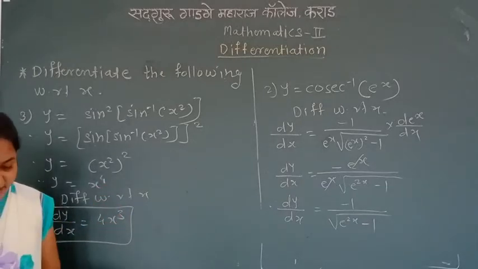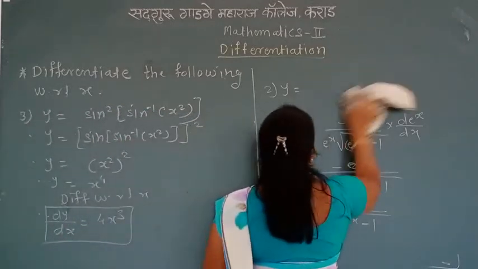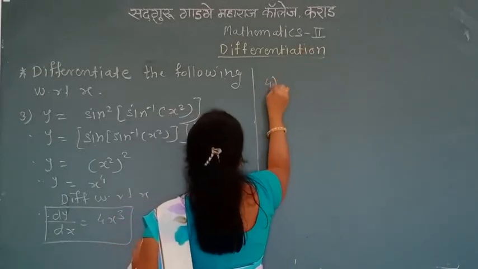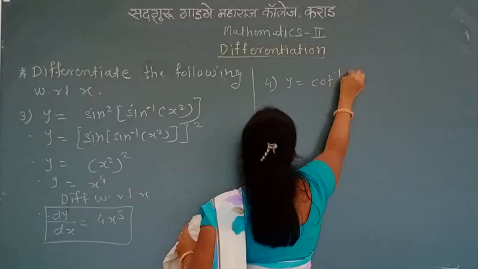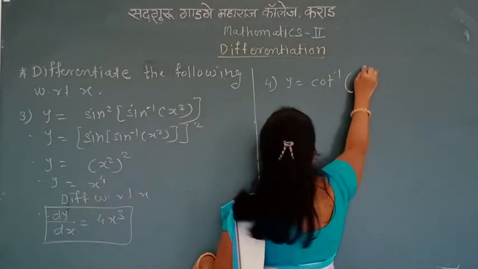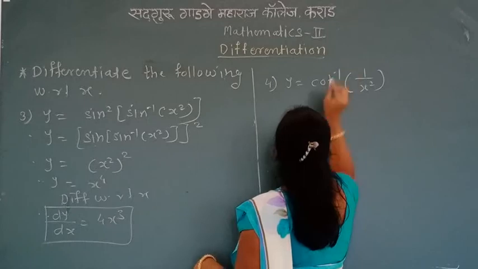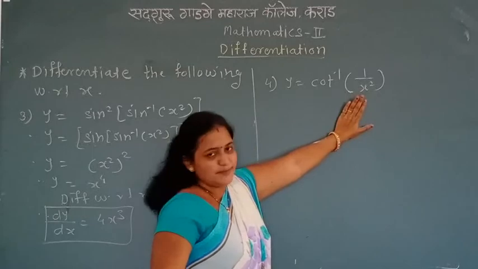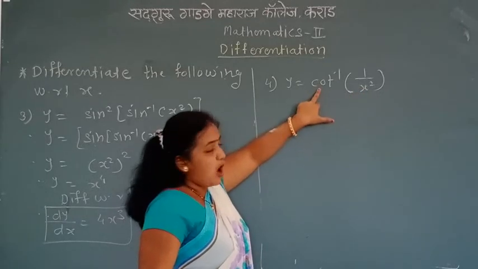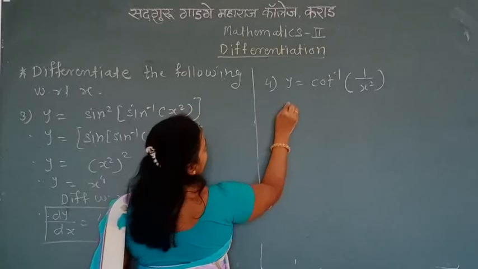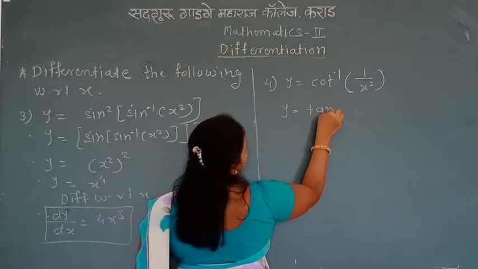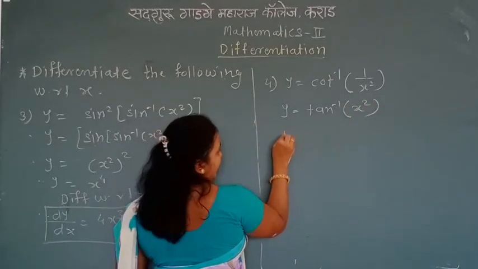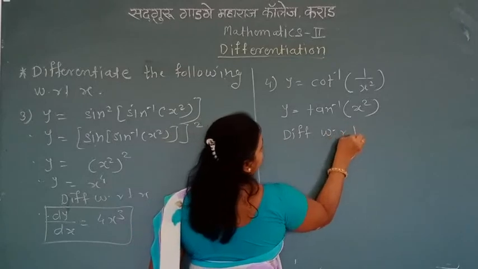Now next, fourth example, y is equal to cot inverse of 1 upon x square. Now here, in cot inverse of 1 upon x square, the angle is a reciprocal term. So we convert this cot into a tan term. That time y is equal to tan inverse, the reciprocal of the reciprocal, which is x square. So now differentiate. It is very easy to differentiate with respect to x.